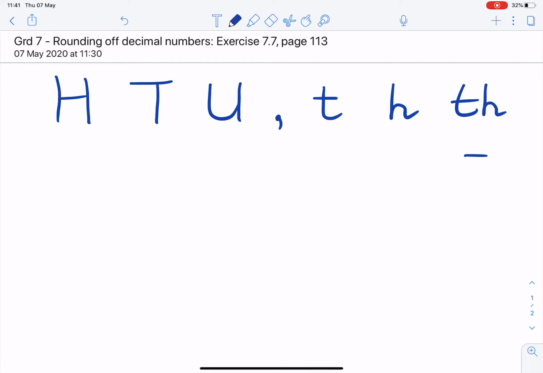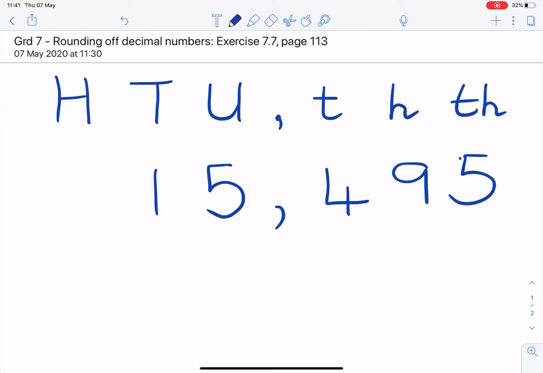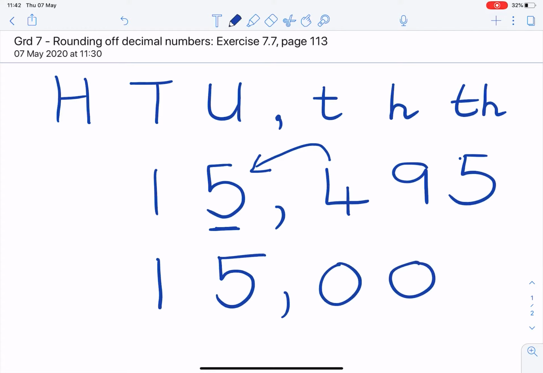Let's look at the number 15,495. And let's round this off to the nearest whole number as well. So the nearest whole number would be the unit. The 4 is the guy next door, and he tells the 5 to remain the same. So your answer will be, remember the guy next door and all his friends become zeros. That answer is quite correct, but you don't actually need all these zeros or the comma. Your answer is 15.